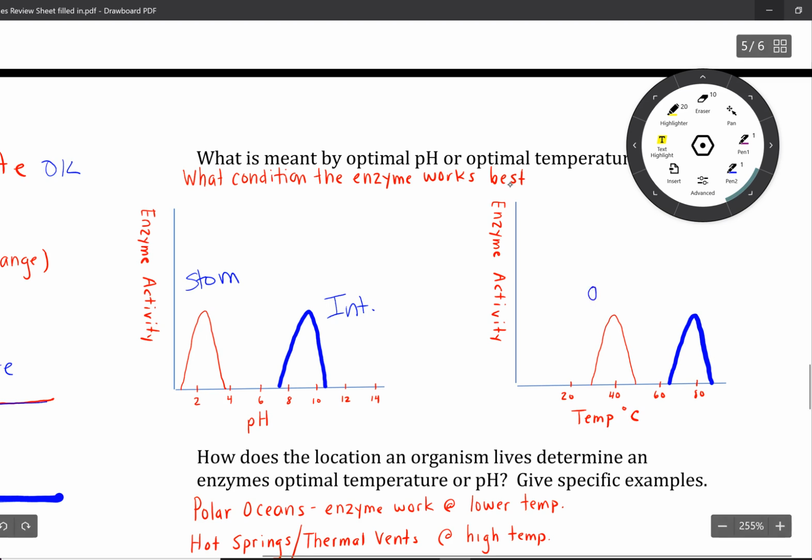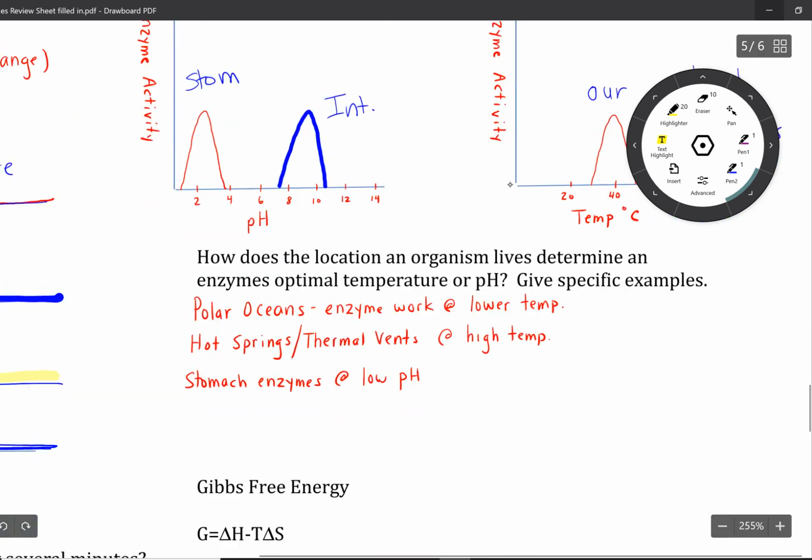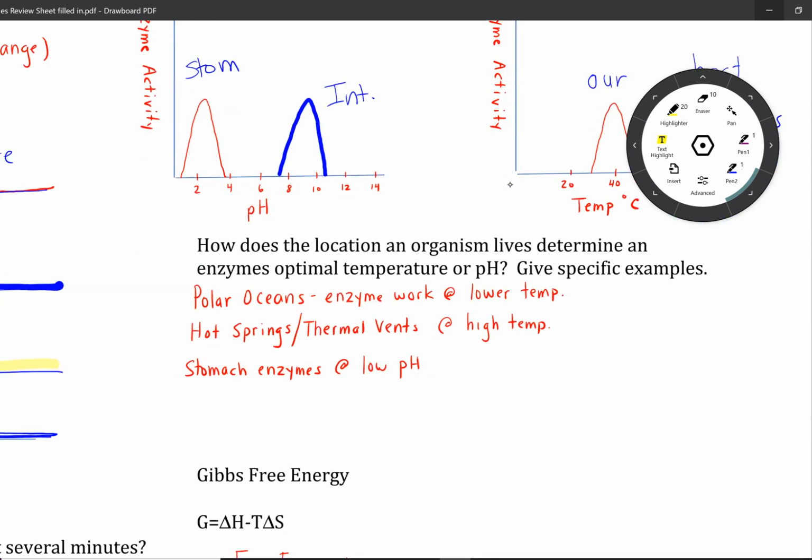Temperature, this may be our body, somewhere around 37 degrees. Way up around the high 70s, and again, this is in Celsius, this could be the bacteria that may be found in hot springs. And when they found all of these organisms living in these hot springs or these ridge vents, which are at the divergent boundaries in earth science, if you remember, it's hot. So therefore, their enzymes have to be able to handle that temperature difference. And then how does the location of an organism determine its enzymes' optimal temperature and pH? Same thing. If you live in polar oceans, your enzymes will prefer lower temperatures.